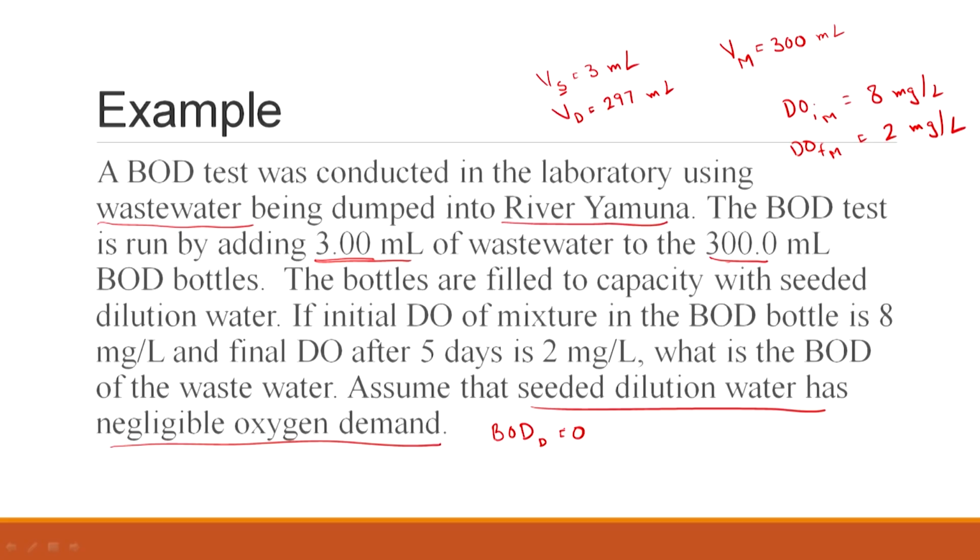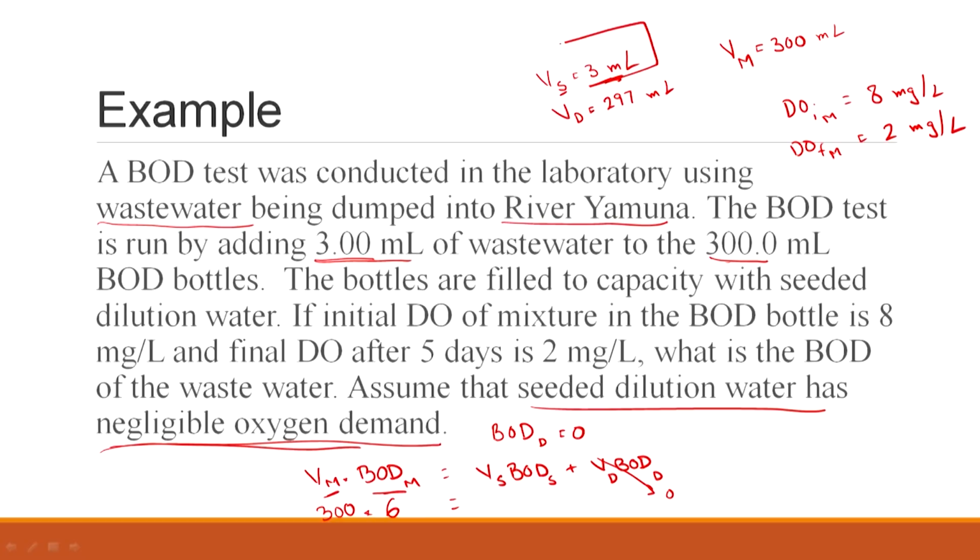So, what did we look at earlier? Our mass balance: volume of the mixture into BOD of the mixture is equal to volume of the sample into BOD of the sample plus volume of the dilution water into BOD of the dilution water. But here the seeded dilution water has negligible oxygen demand, so this term goes to 0. The volume of the mixture we know to be 300 ml, and the BOD of the mixture is 8 minus 2, which is equal to 6. This equals the volume of the sample, 3 ml, into the BOD of the sample, which is what we want to calculate.